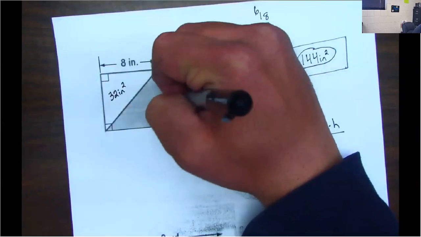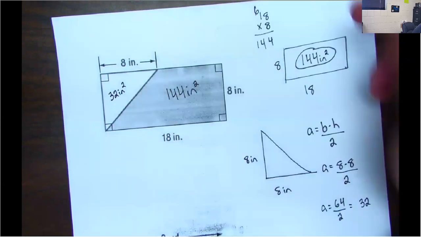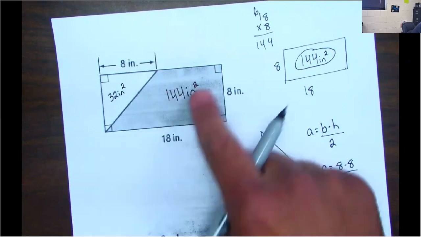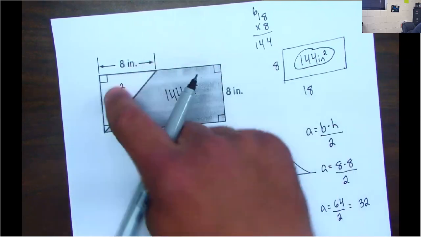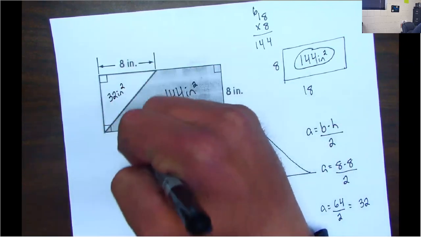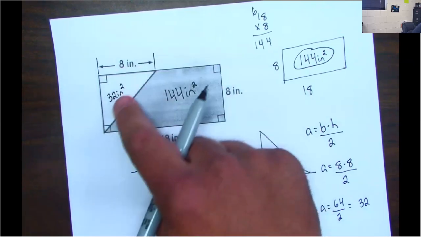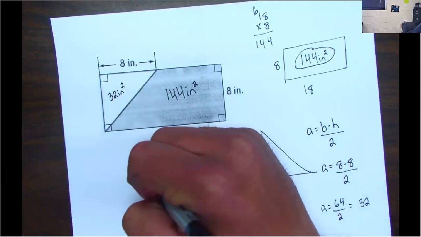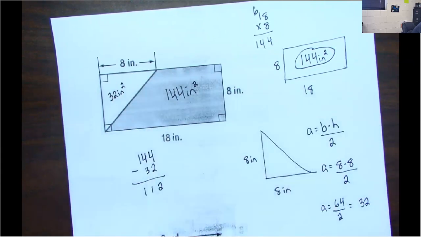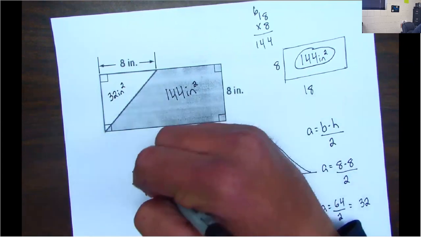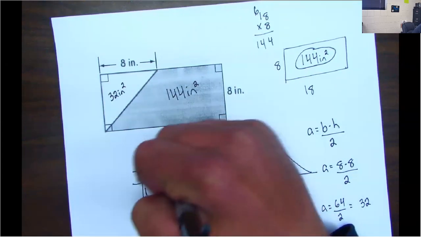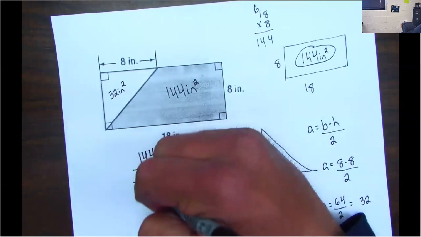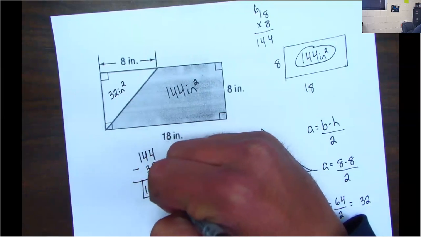Your rectangle is 144 inches squared. Now, guys, we said to find the area of the shaded region. So you take this piece, which is the entire picture, and we're going to subtract the non-shaded area. And you should get 112 inches squared. There is your final answer. Bada bing, bada boom. I'll even put final answer.